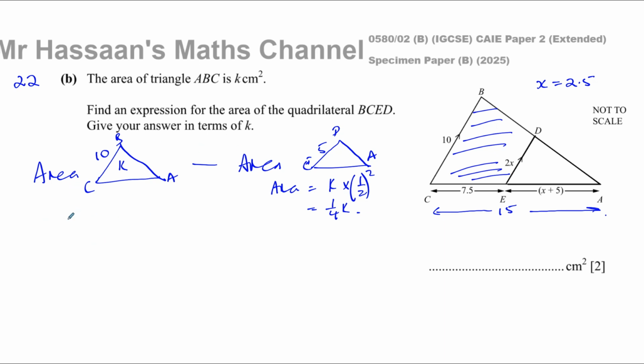So we can say that the area of what we're looking for, the area of BCED, is going to be K minus 1/4 K, which is 3/4 K square centimeters. So that completes this question. The last part here is all to do with similarity and area.